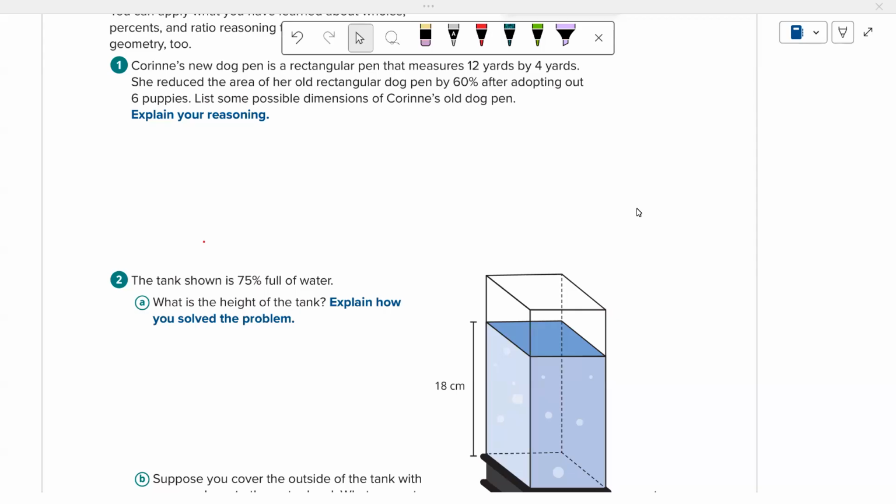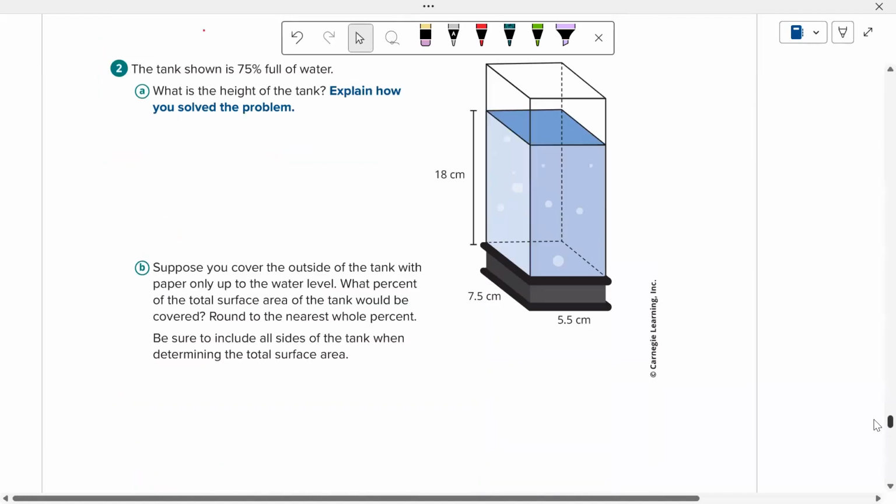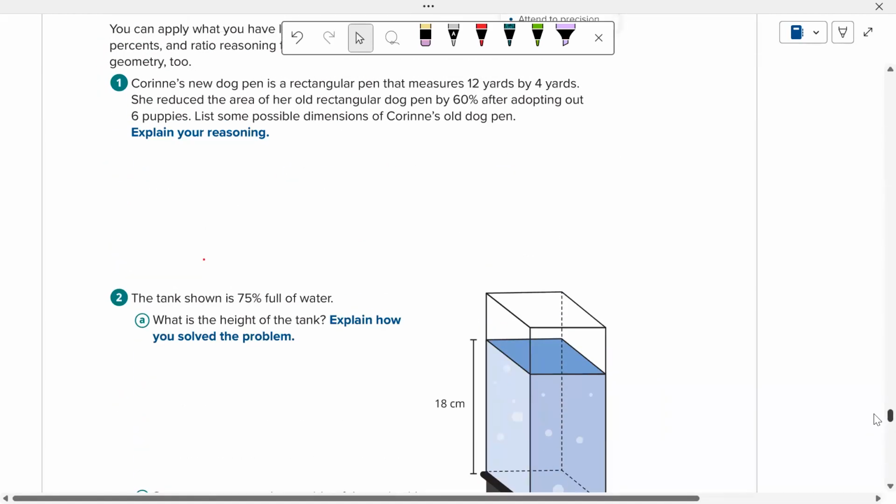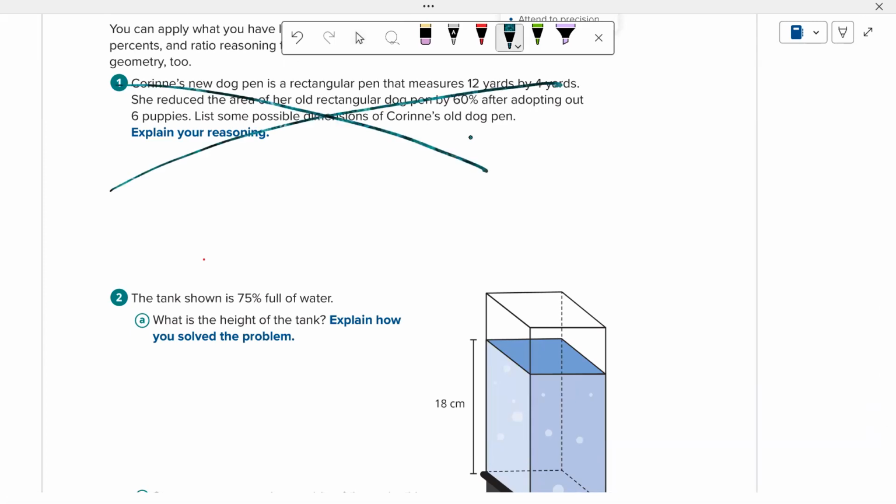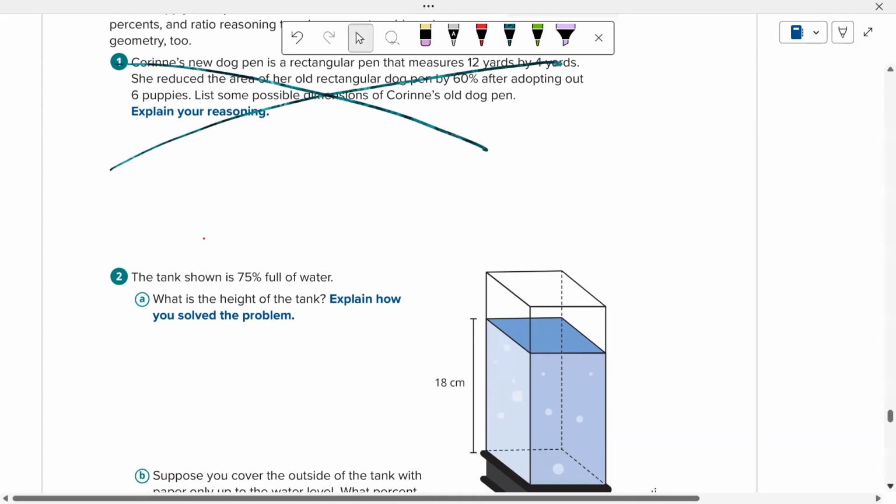All right, y'all, we're on activity 5, module 2, topic 2, lesson 3, module 5, page 294. That's what we're on, page 294. So we're going to exclude number 1 real quick. We don't need number 1. We're going to go straight to number 2.